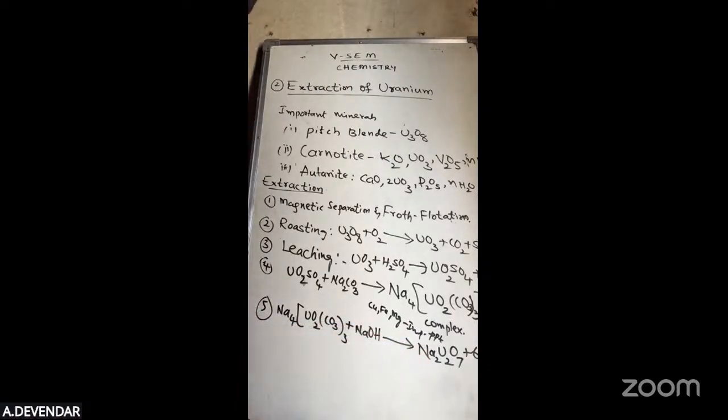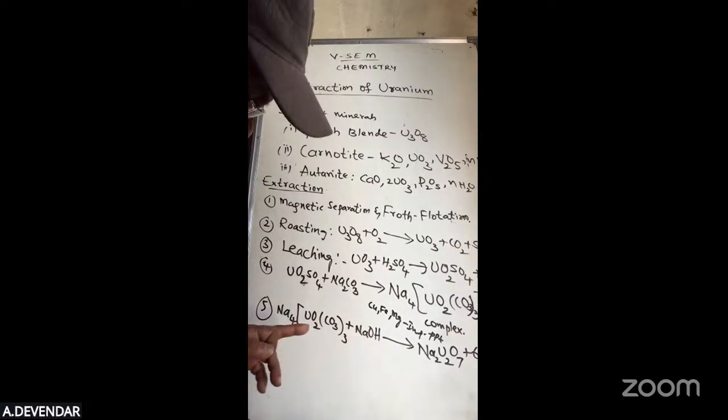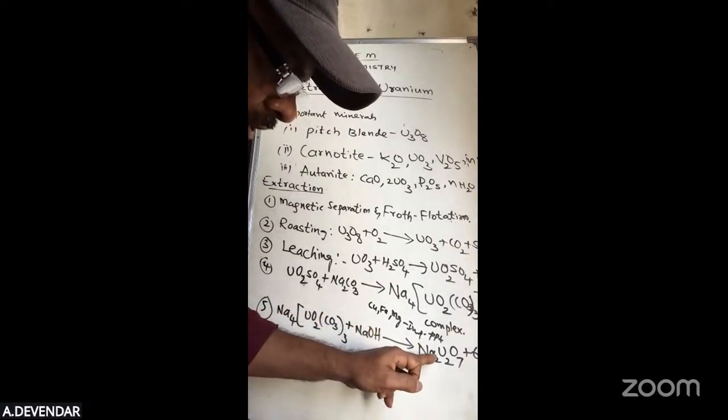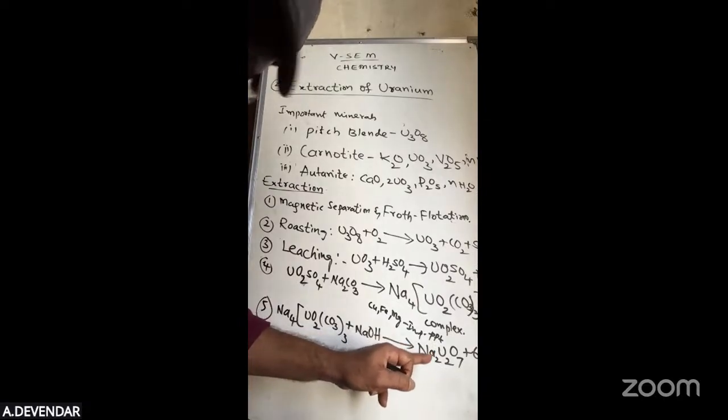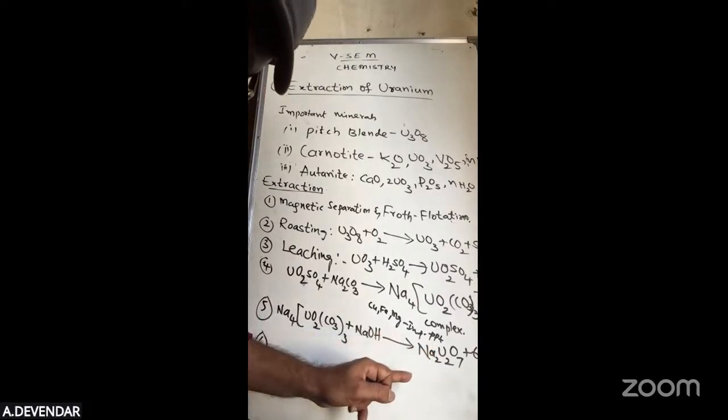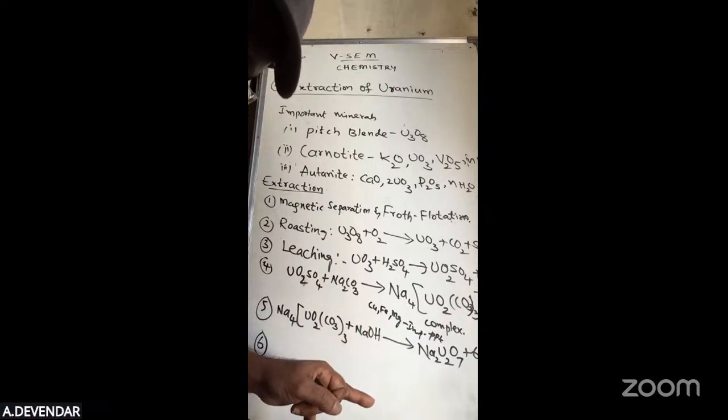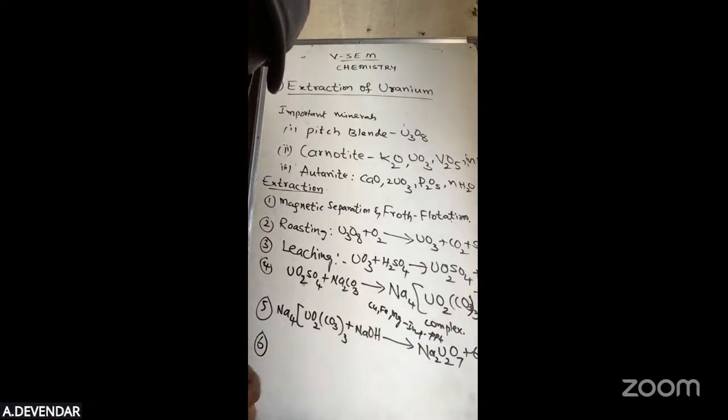This sodium diuranate is dissolved in the next, sixth process. It is dissolved in HCl, forming uranyl chloride. Later, it is treated with ammonium hydroxide, and ammonium diuranate is precipitated out. So the obtained sodium diuranate is treated with HCl and later with ammonium hydroxide, so that ammonium diuranate is precipitated out.